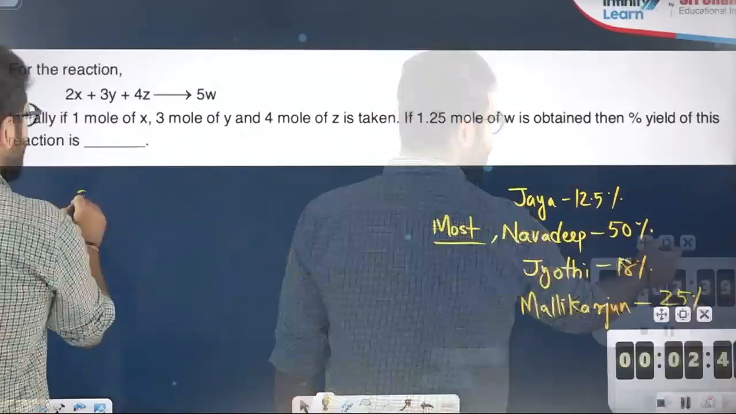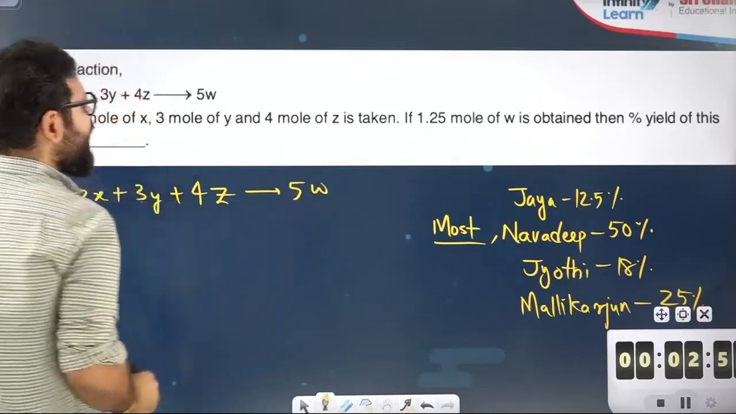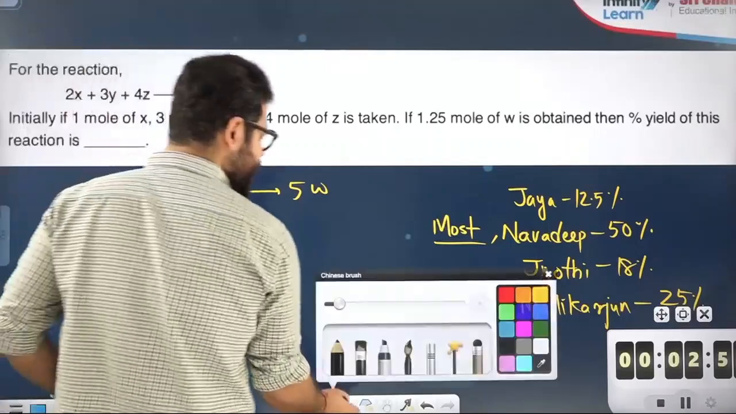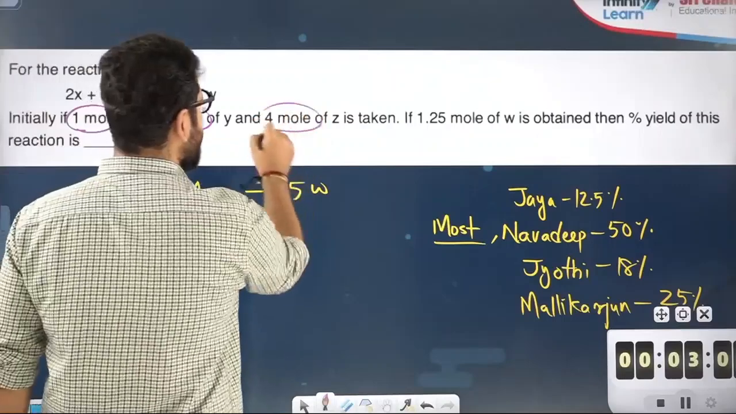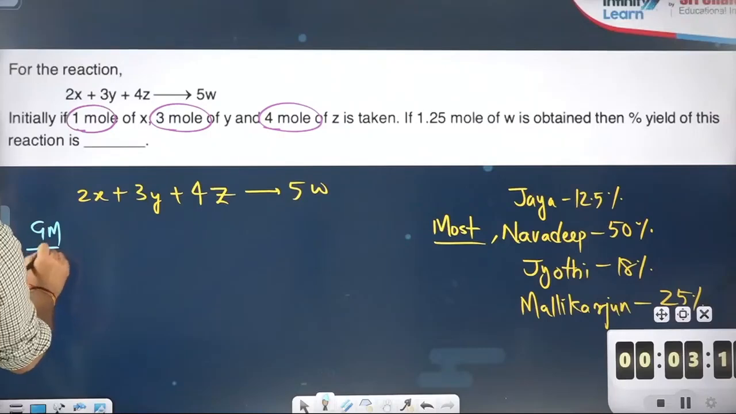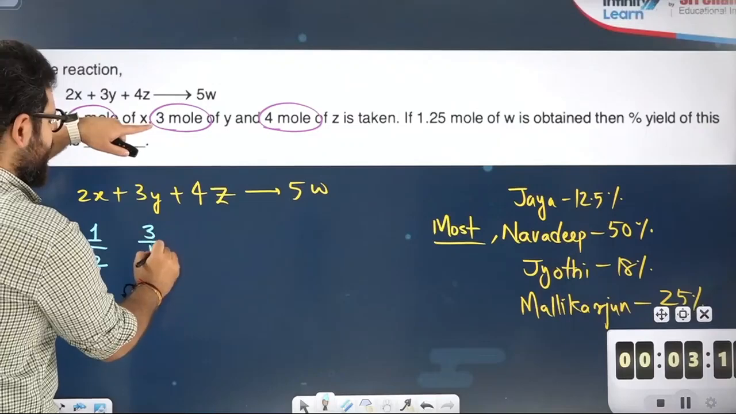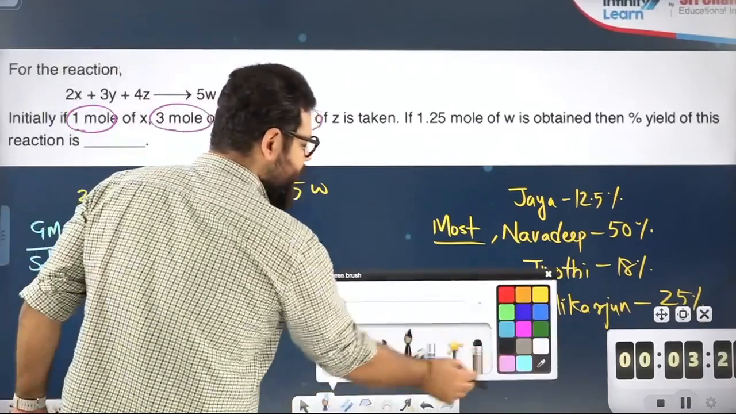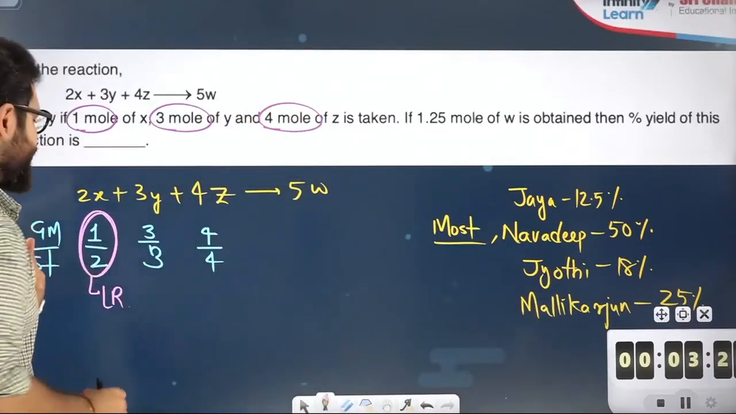You can all see here, 2X reacts with 3Y plus 4Z gives 5W. I will assume the reaction is occurring normally. First I'll find the limiting reagent. Why? Because moles of X, Y and Z are all given. So I'll divide given moles by stoichiometry: 1 mole of X, stoichiometry is 2; 3 moles of Y, stoichiometry is 3; 4 moles of Z, stoichiometry is 4. So X becomes the limiting reagent, 1 by 2. X says I will decide.